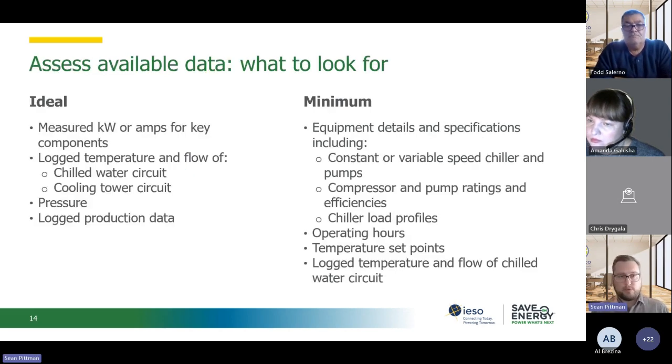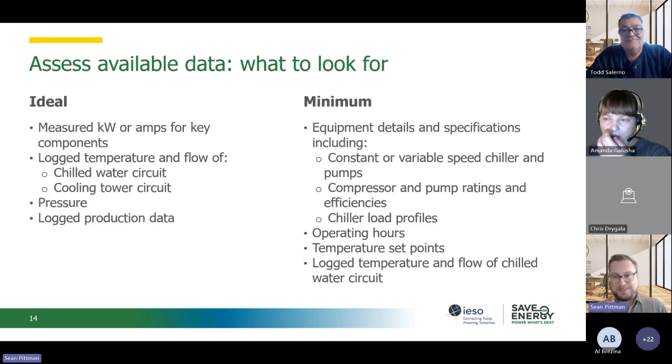So what are we looking for specifically? In an ideal world where you have everything measured, measured kilowatts or amps for key components is fantastic, along with logged temperature and flow for both chilled water and cooling tower circuits, pressures across almost all system components, and logged production data. That would be the ideal case. As most of us who live in the energy world know, you rarely get all of those things, if half or a quarter of them.